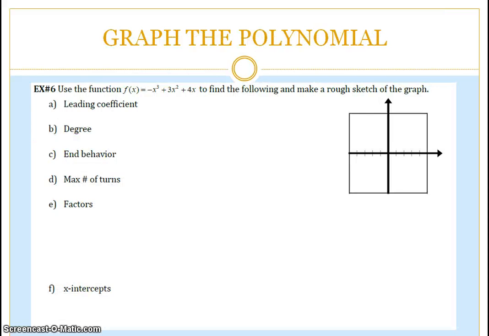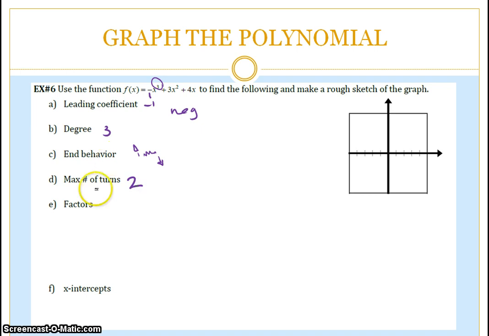Okay, so here we are going to graph the polynomial. So we need to look at the leading coefficient. The leading coefficient is -1. The degree is the largest exponent, which is 3. So we know that when the leading coefficient is negative and the degree is odd, the ends point in opposite directions. On the right hand side it goes down, on the left hand side it goes up, and it does something in the middle. Essentially on the left it goes up, right it goes down. It's degree 3, so the max number of turns is 2.